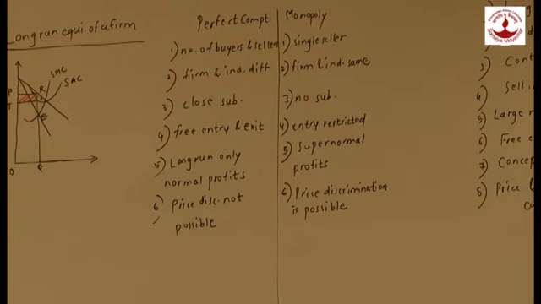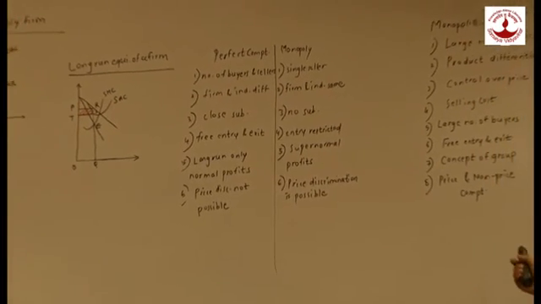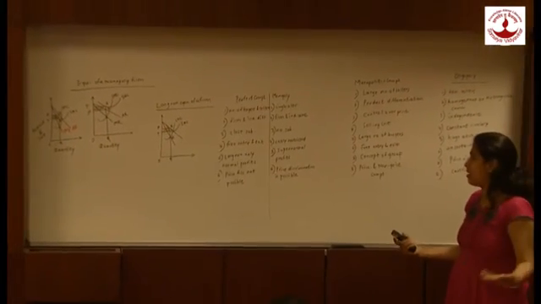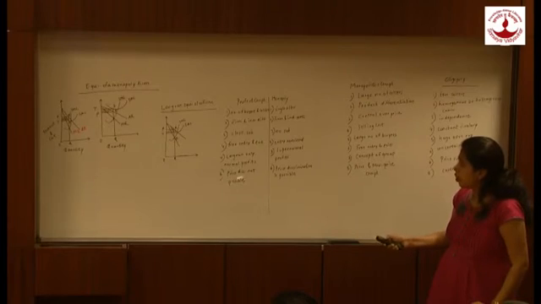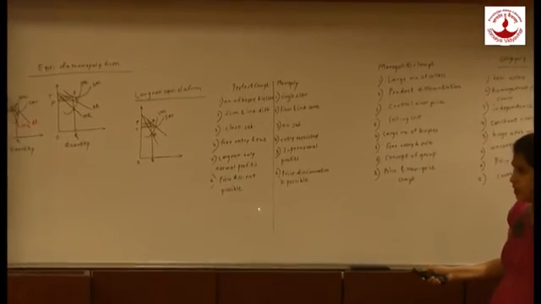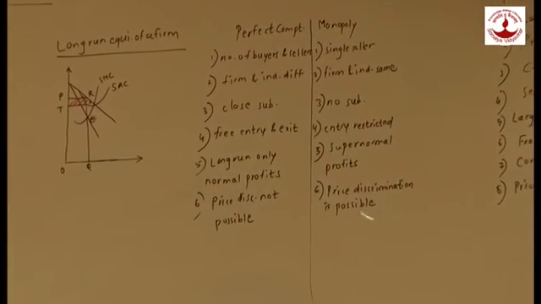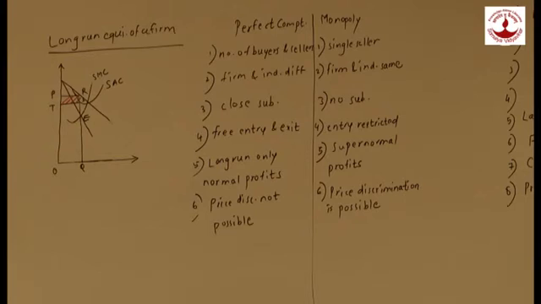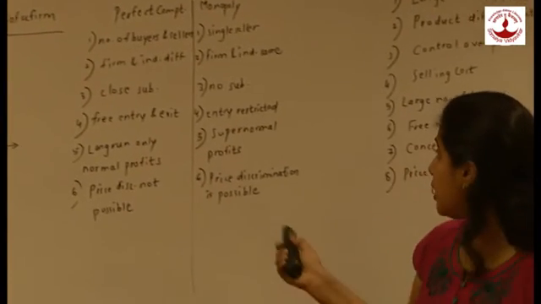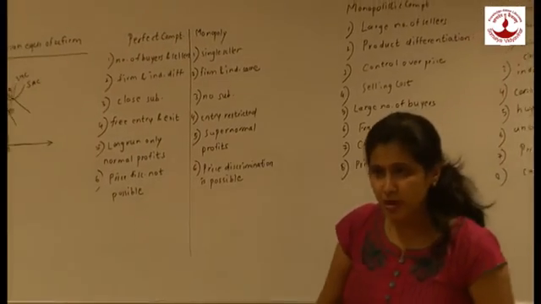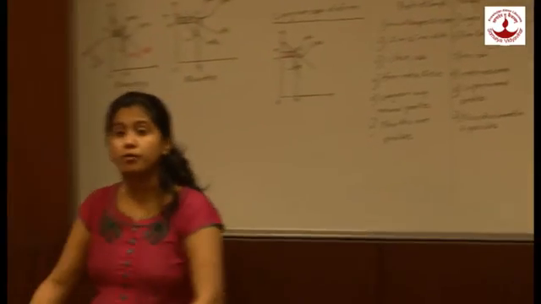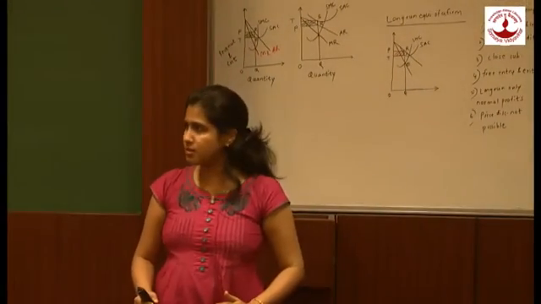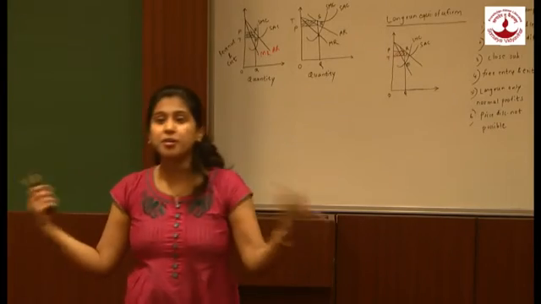Then in perfect competition, there is free entry and exit. Whereas in monopoly, the entry is restricted because he is a single seller, he doesn't have to leave his hold over the market. Then in perfect competition, in the long run period, only normal profits are possible. In monopoly, supernormal profit is the possibility. And in perfect competition, price discrimination is not possible because prices have to remain the same. But in case of monopoly, price discrimination is possible. Rather, price discrimination is a very important feature of the monopoly, because the monopolist is a single seller, he can discriminate prices according to the buyers.